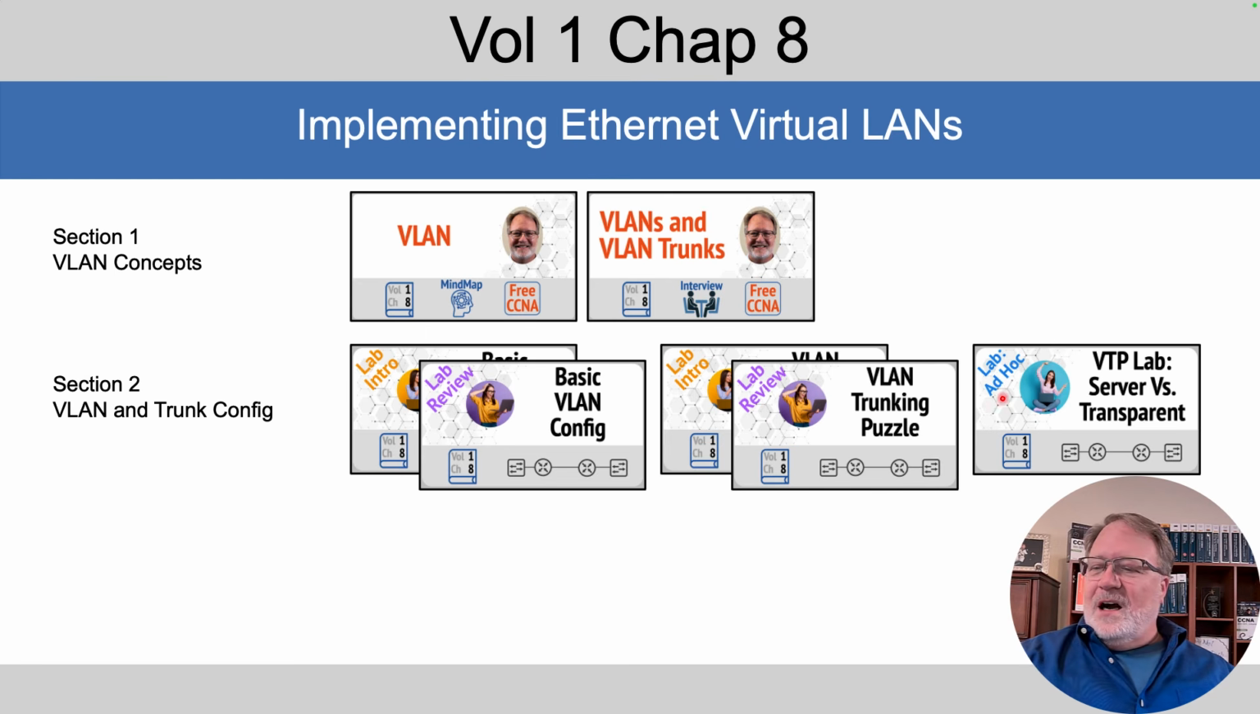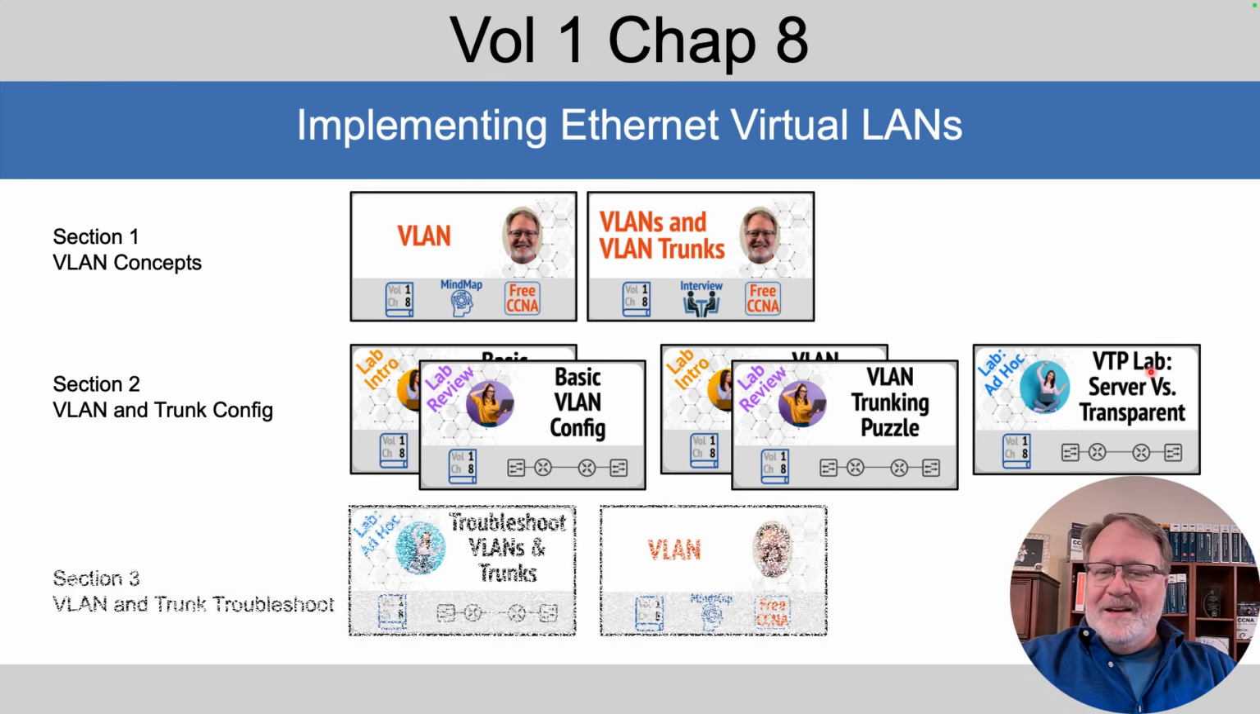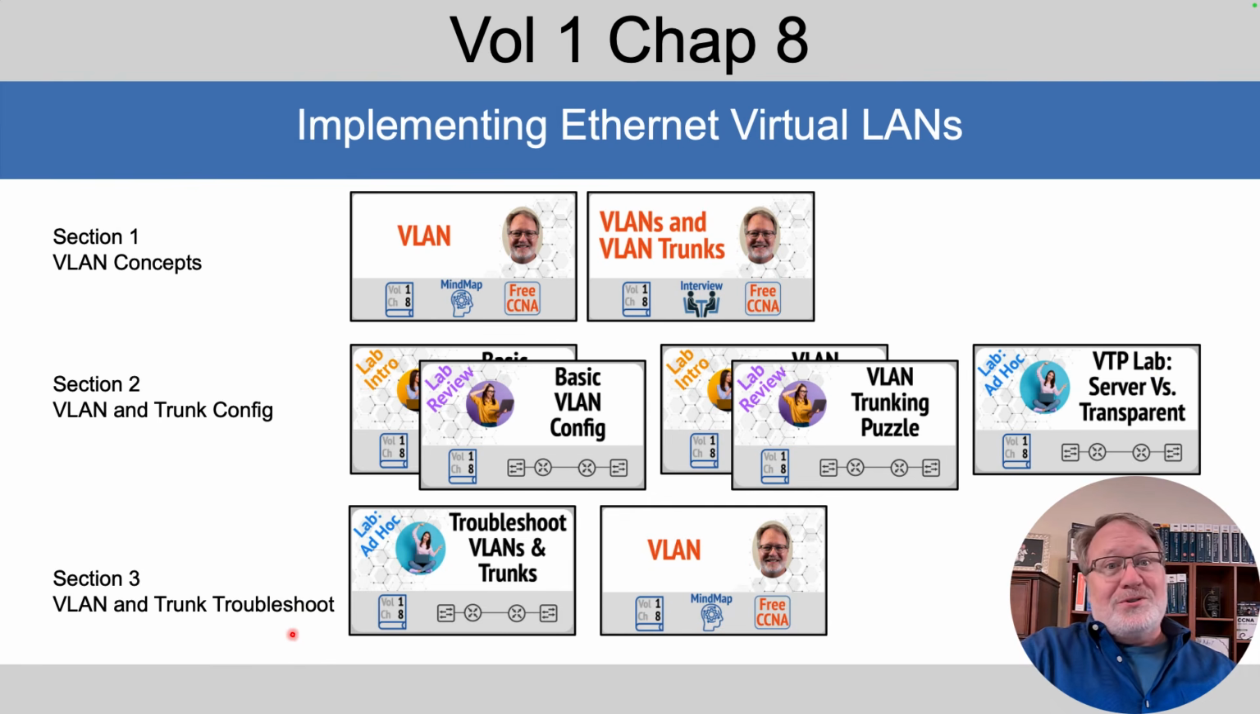Then I've got an ad hoc lab for dealing with VTP. Ad hoc labs, in my case, are labs that exist in video form only. There's no matching blog page. So you can practice VTP a bit. Then in the section on troubleshooting these same topics, I've got another ad hoc lab video about troubleshooting VLANs and trunks. And then finally, I'll close it out with a mind map exercise that covers the whole chapter so you can review all the terminology from that chapter.